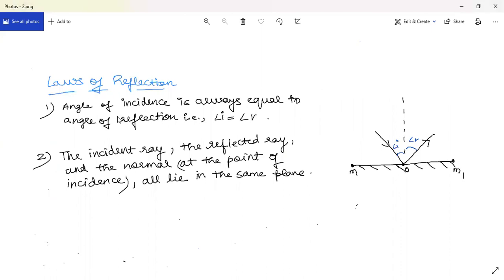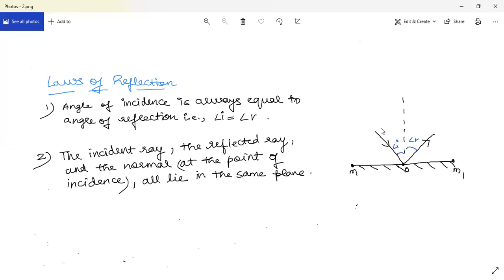Now, we know what is reflection, right? Reflection is the bouncing back of light to the same medium, right? So there are two laws of reflection. The first law says angle of incidence is always equal to angle of reflection. That is angle I equal to angle R. Here you can see angle I equal to angle R.